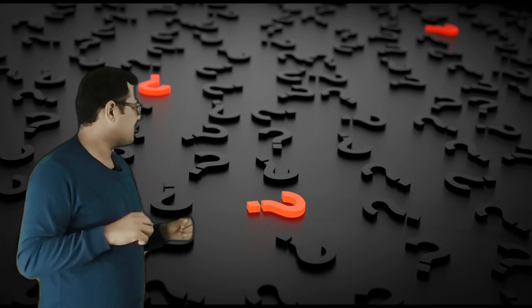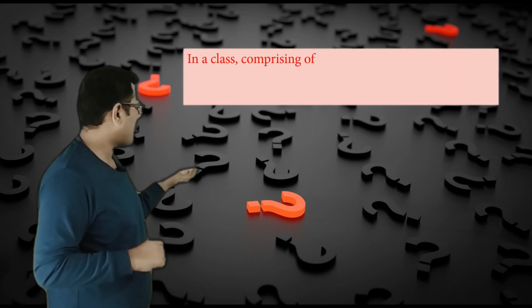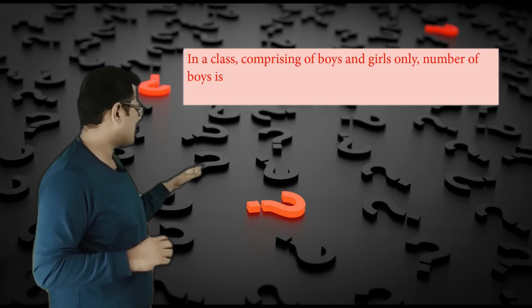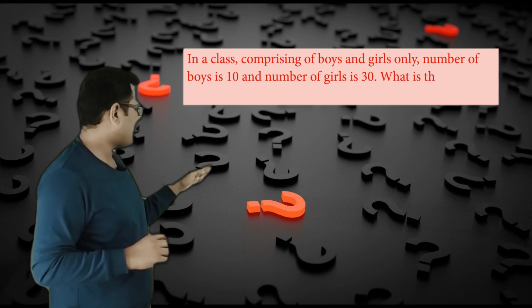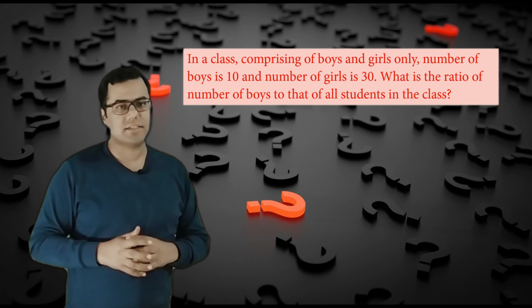The first problem, this one is a simple problem. This problem says that in a class that comprises of boys and girls only as students, the number of boys is 10 and number of girls is 30. Now what is the ratio of number of boys to that of all students in the class?